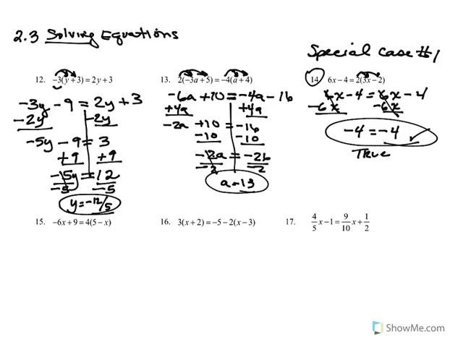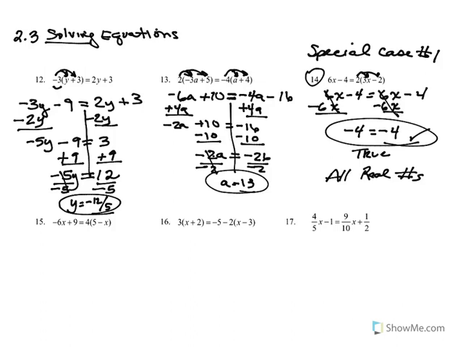So when the variables cancel out, it opens up special cases. And the first special case is if you have where your variables cancel out and you are left with a true statement like we have here, negative 4 equals negative 4, that means that the solution to the equation is all real numbers. All real numbers means that no matter what value of x you were to plug into that equation, you would get a true statement.